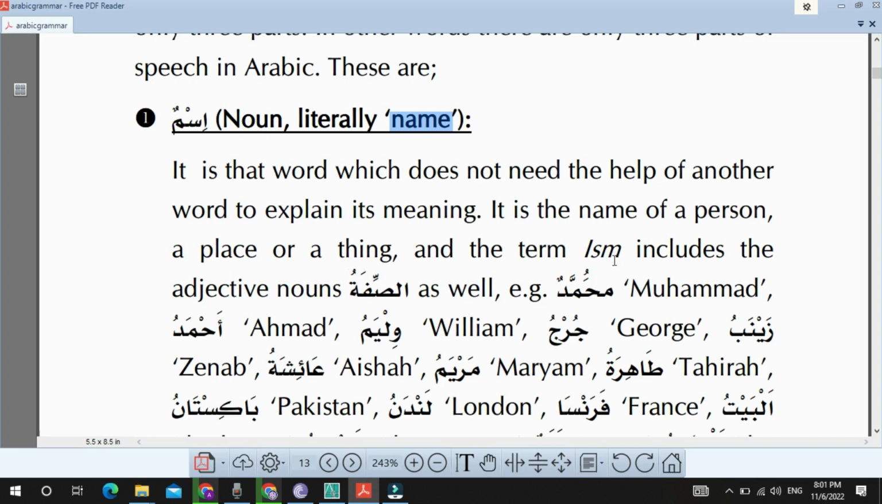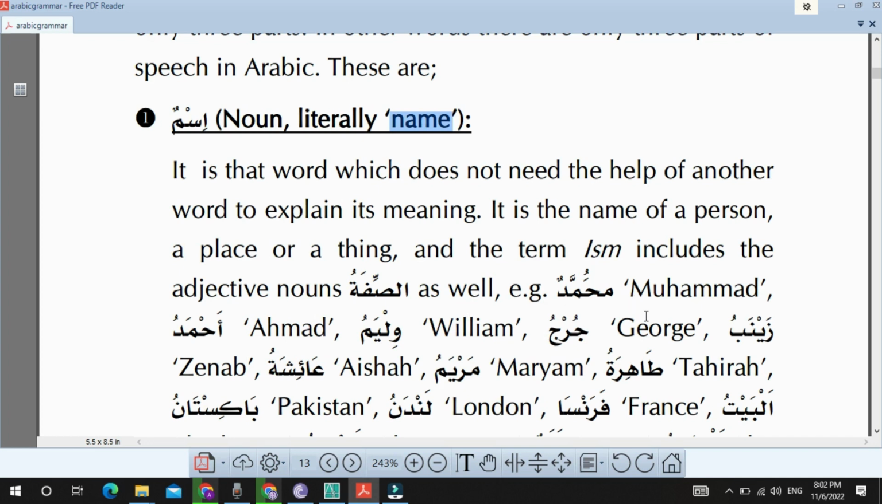And the term ismun includes the adjective nouns as well. This is the difference between Arabic and English. You can see in English that the noun is a separate category and the adjective is a separate category. But the adjective nouns are under the umbrella of ism in the Arabic language.